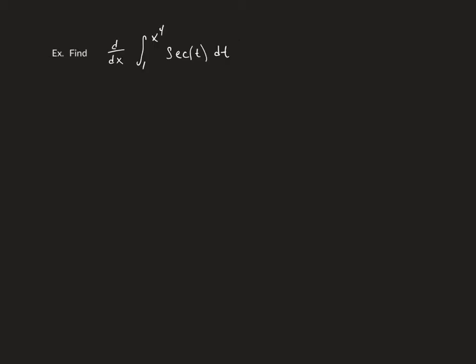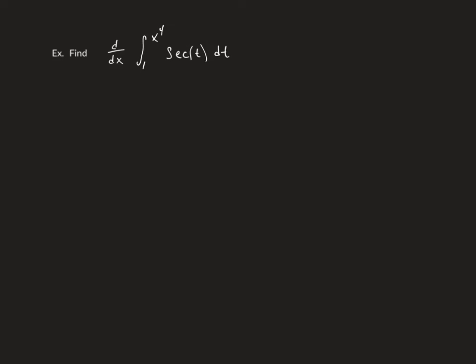Okay, so now one more, a little bit more complicated example. We're asked to find the derivative with respect to x of this integral from 1 to x to the fourth of secant of t dt. Okay, so the tricky thing here is that part of our interval is a function itself, and we're going to need to account for that.